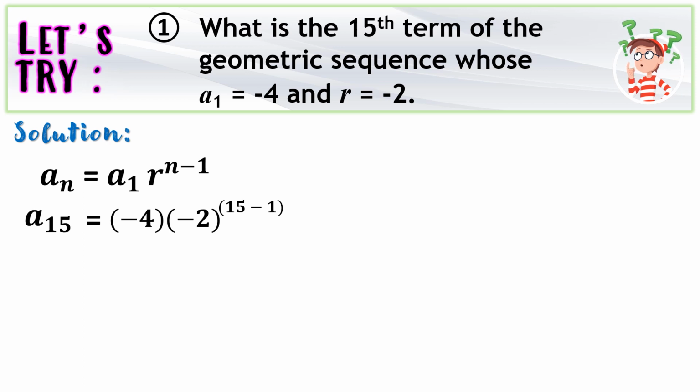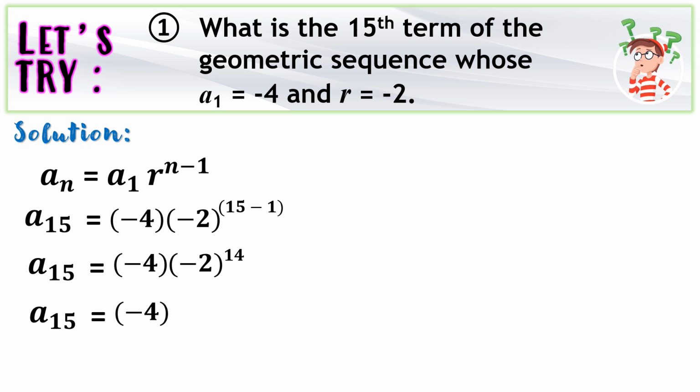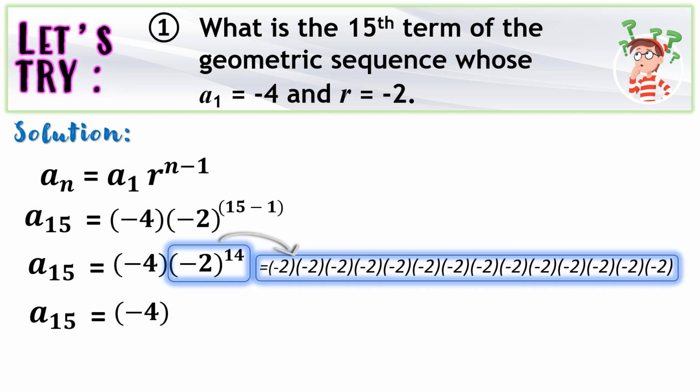Next step, simplify natin ang ating exponent. So, we have negative 4 times negative 2 raised to 14. Ang negative 2 raised to positive 14, ang ibig sabihin niyan, 14 times isusulat as factor ang negative 2. So, negative 2 times negative 2 times negative 2, kailangan meron kayong 14 na negative 2 diyan.